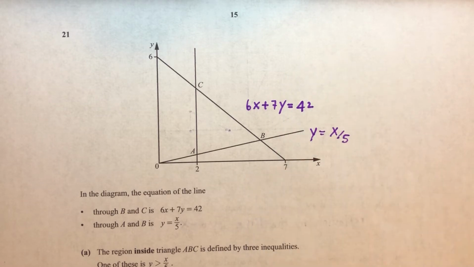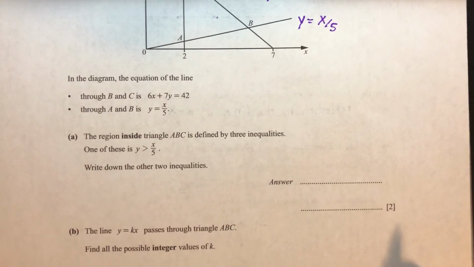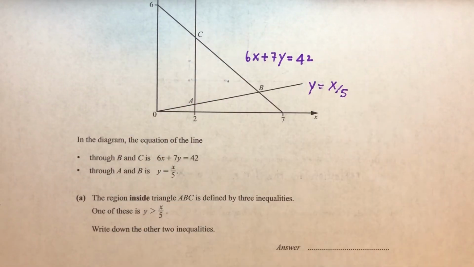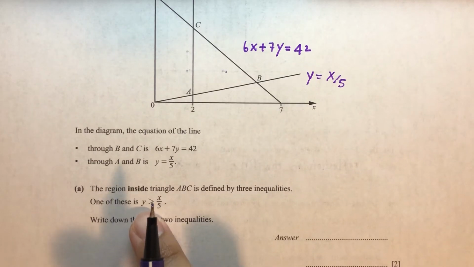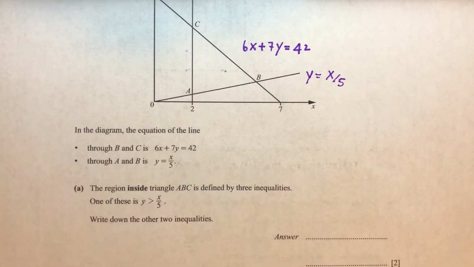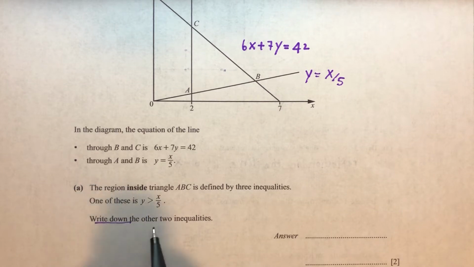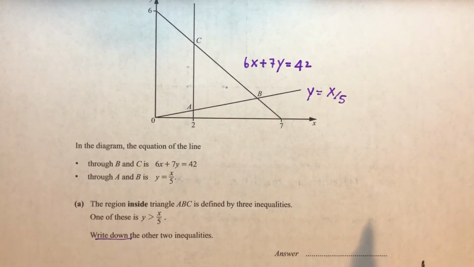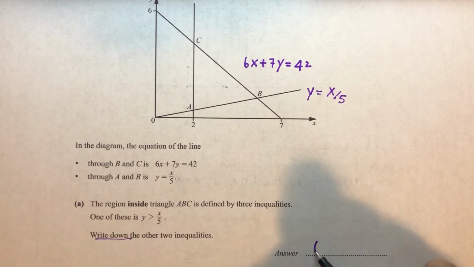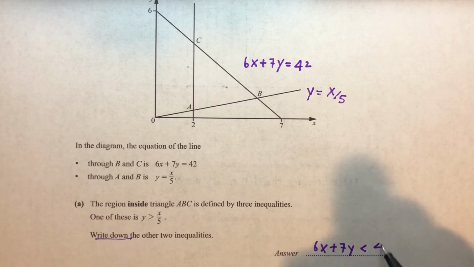Great. So now part A, the region inside the triangle, which is this region, is defined by 3 inequalities. One of these is y is greater than x over 5, which is this region up, right? So now we have to write down the other 2 inequalities. From what we can see, it needs to be below this line. So it will be 6x plus 7y less than 42.